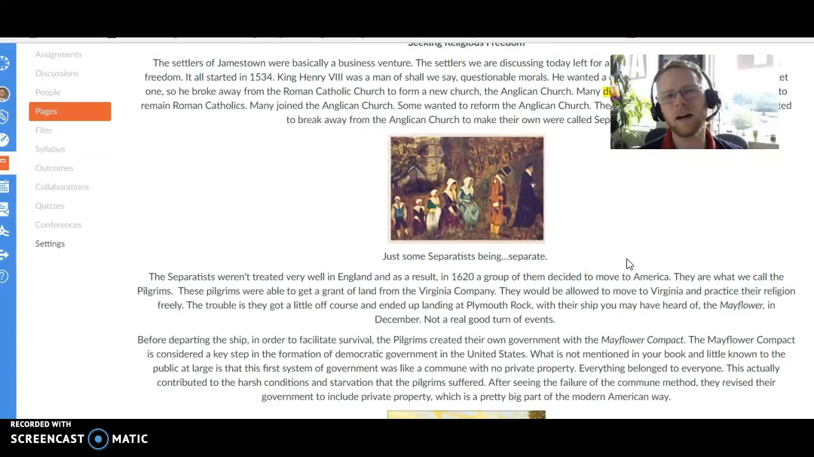The trouble is that they got off course and ended up landing all the way north at Plymouth Rock. They went over on a ship that you may have heard of, the Mayflower, and they landed in December. Way up north in the northeast there. It was already getting cold. It was not a very good turn of events.